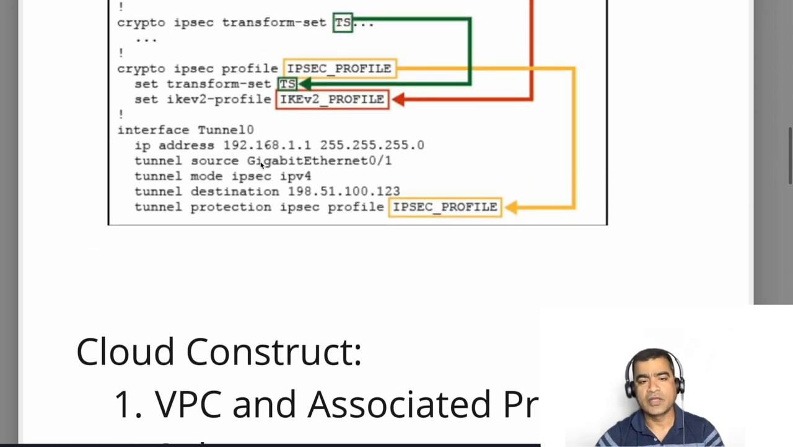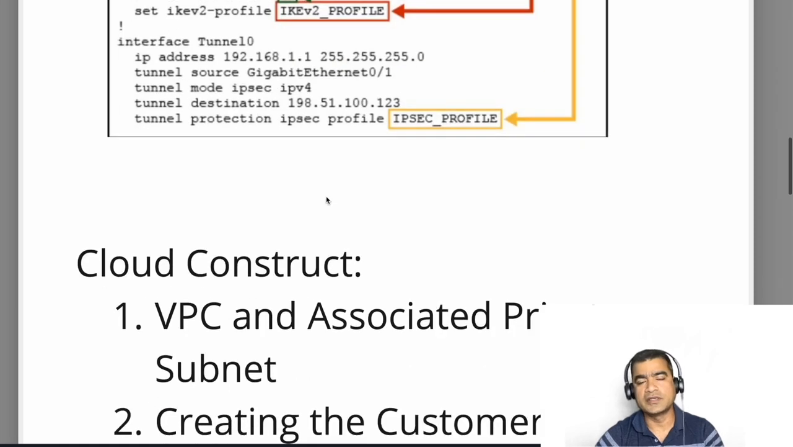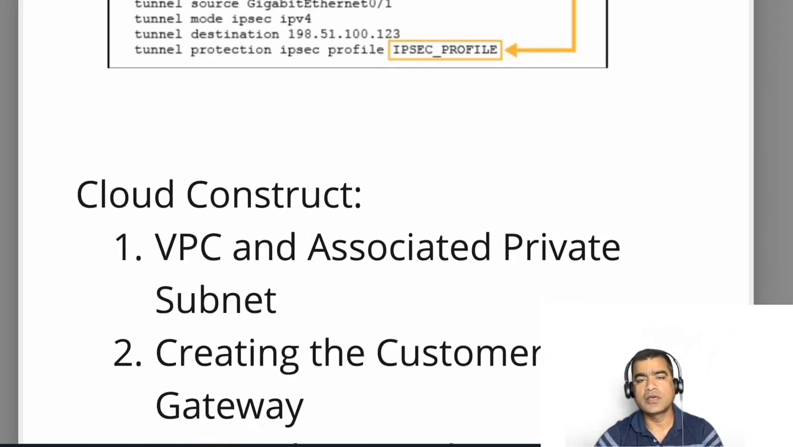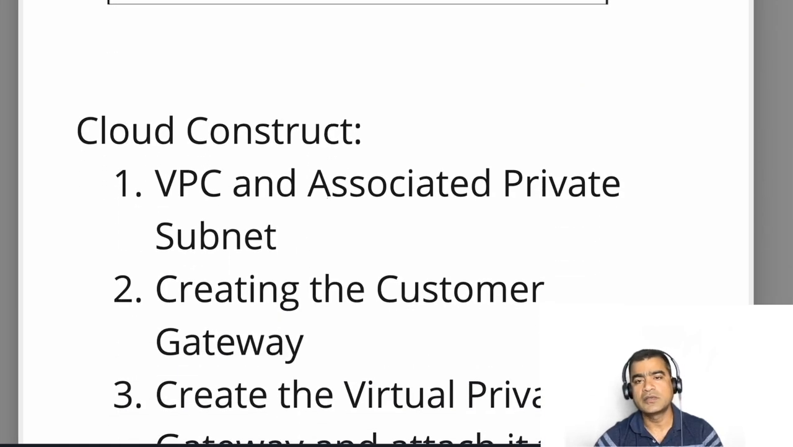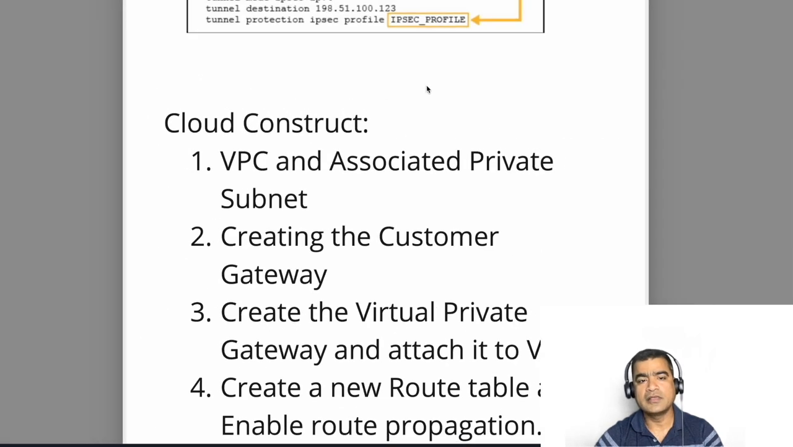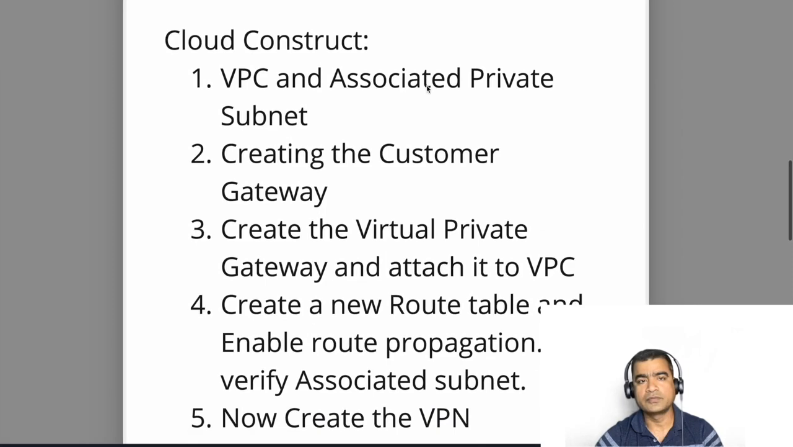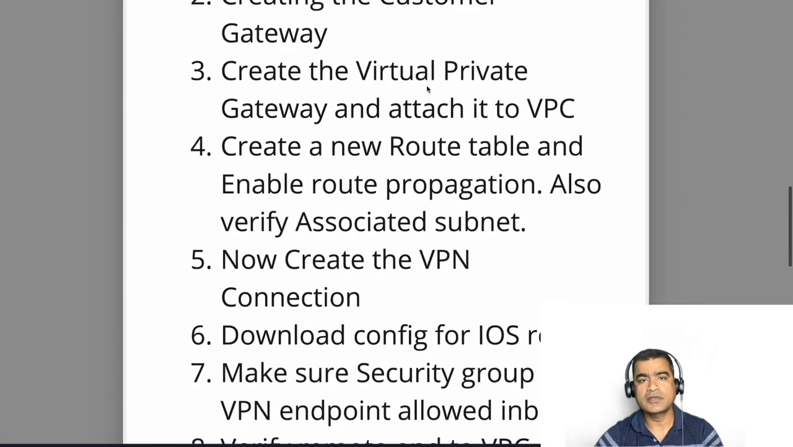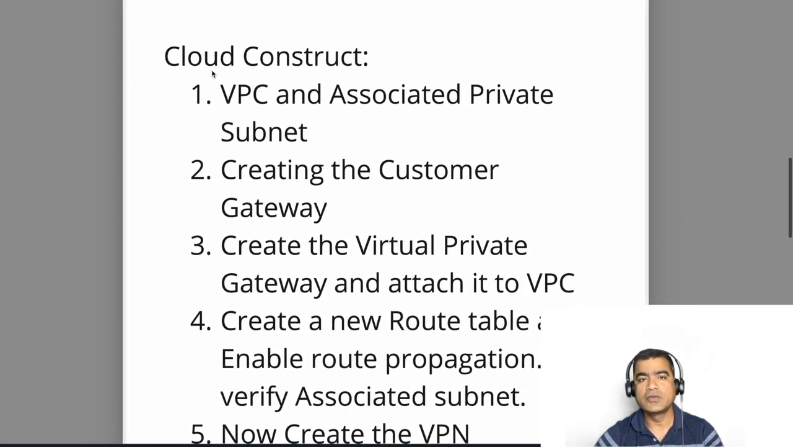the networking side. Okay. Now I'm going to give you step-by-step instructions on how you are going to work in AWS to build the AWS side of the construct. Okay. Let me zoom out this a little bit. And these are the steps we are going to follow. Cloud construct. The assumption is you have a VPC.